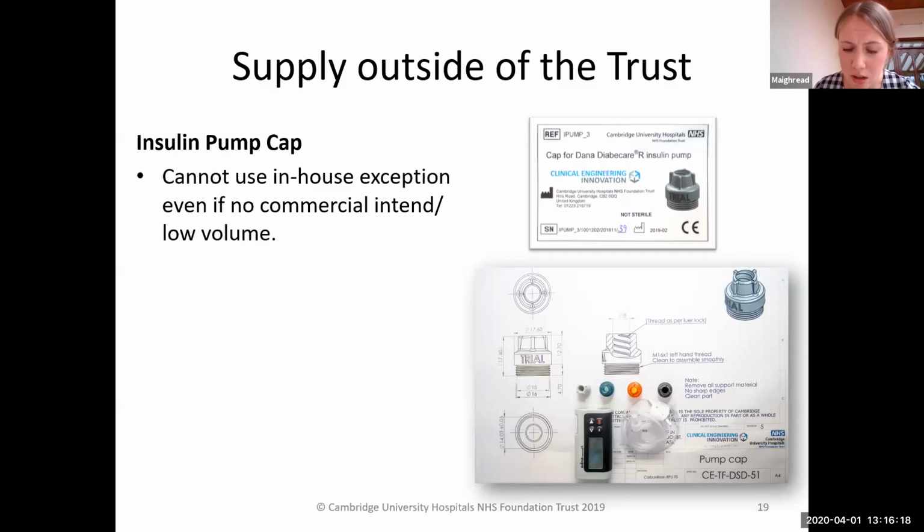So this just shows what the project was. It was a cap for an insulin pump. So a very simple design, and we 3D printed 200 units, and that was then what was CE marked for use in the trial.